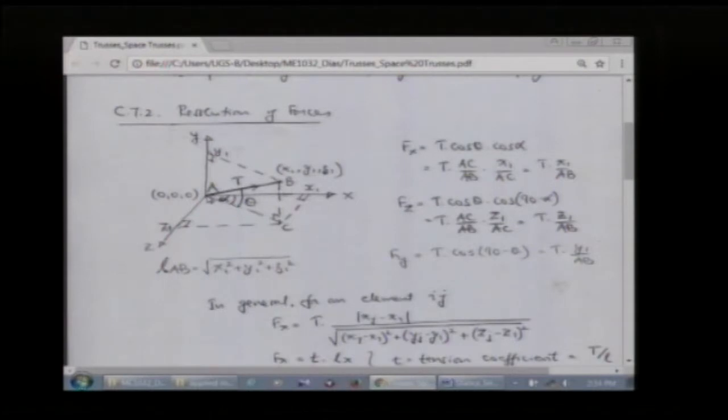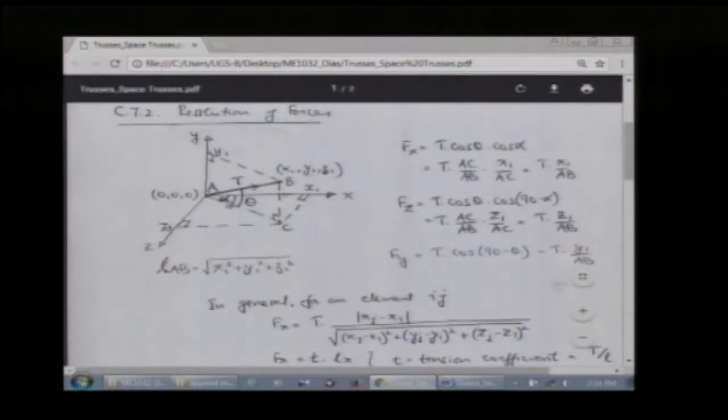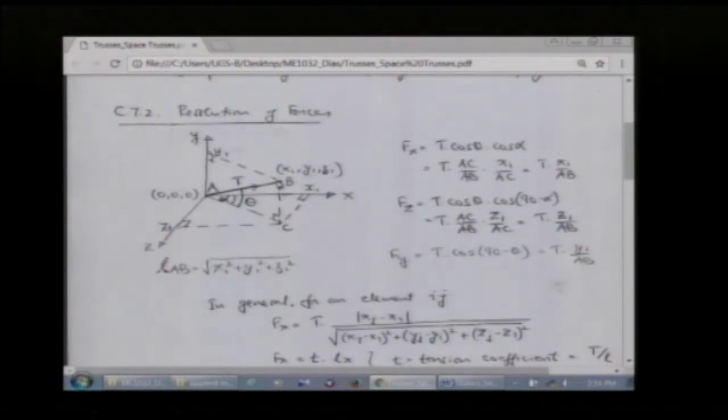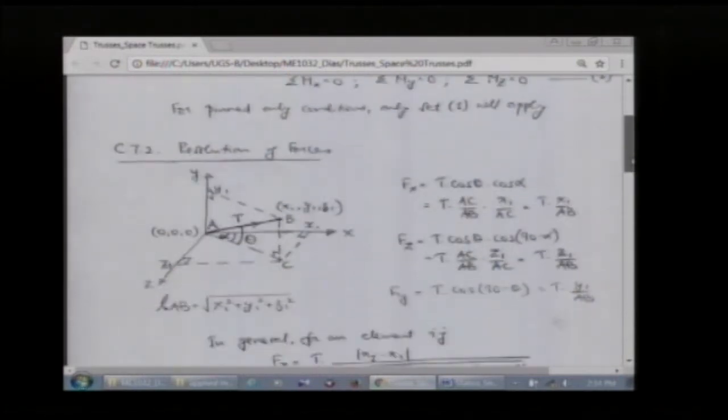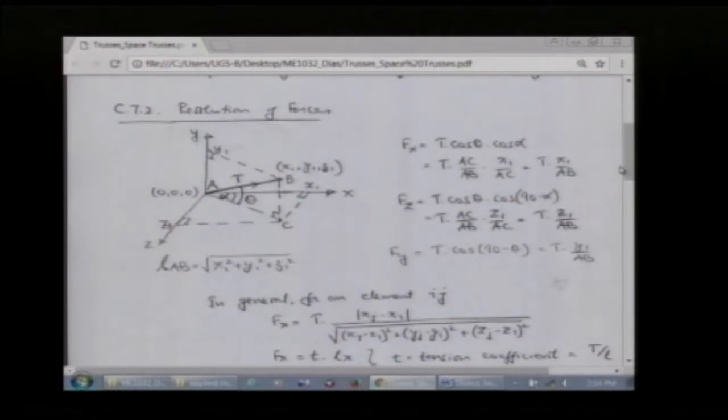Now this is a joint. These are the three directions, x, y and z. Let us say that there is a force T in this member, and generally that's a force we need to find. In order to apply these equations, we need the components in the x, y and z directions. So how do we find these components?